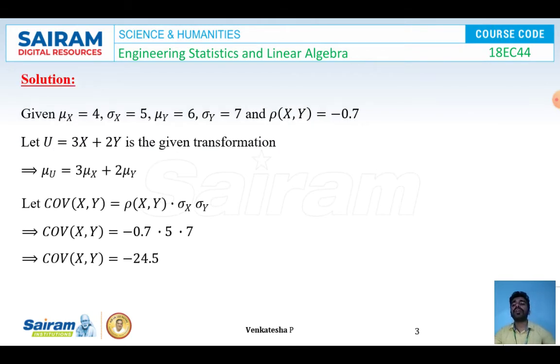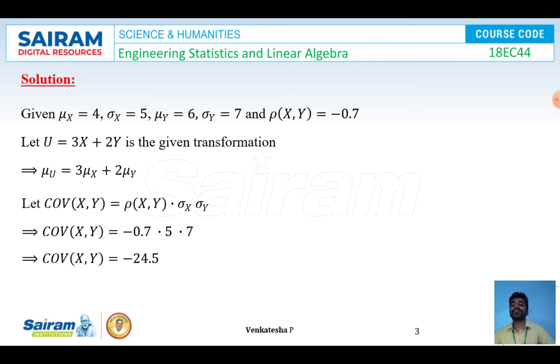So they have given that mu x is equal to 4, sigma x is equal to 5, mu y is equal to 6, sigma y is equal to 7 and rho of x comma y is equal to minus 0.7. And they have given that u is equal to 3x plus 2y is the transformation equation. Now I am going to find the mean of this equation. First I am going to apply expectation on both the sides. So I got expectation of u is equal to 3 into expectation of x plus 2 into expectation of y. So I got mu u is equal to 3 into mu x plus 2 into mu y as a mean equation.